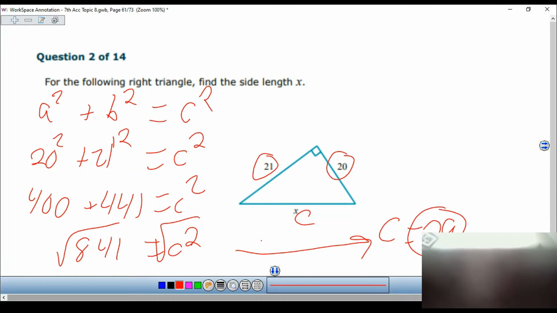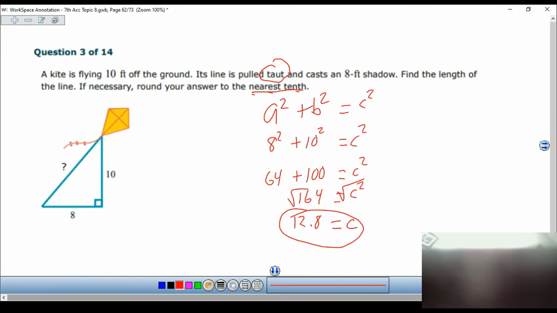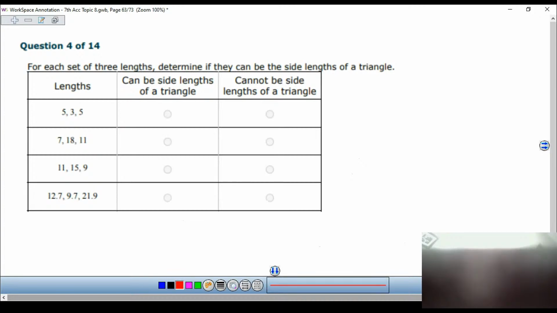Good. Okay. So let's go ahead and go to number 4. Where were we at? 4? Yeah. All right. So a lot of people asked me questions about this one today. So let's get to number 4. This time they gave us 3 lengths, and they want us to determine if it can be side lengths of a triangle. So remember with this, there's 2 types of questions like this.